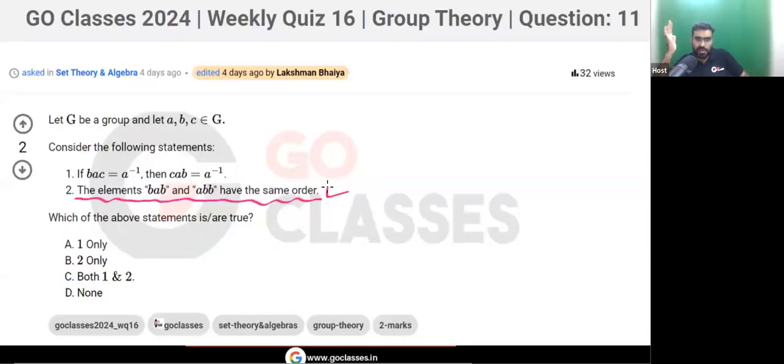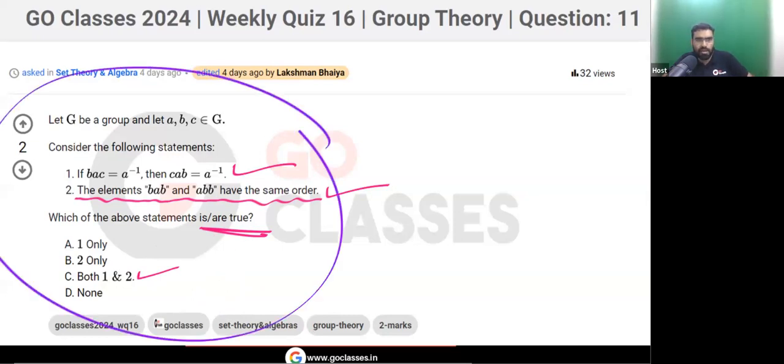So yes, they have the same order. And this is also correct. So the question is asking for the true statement. The answer will be both 1 and 2. So this is, I can say, an interesting question. This is not an easy question. But I'm telling you, in this question, you will learn a lot of things.